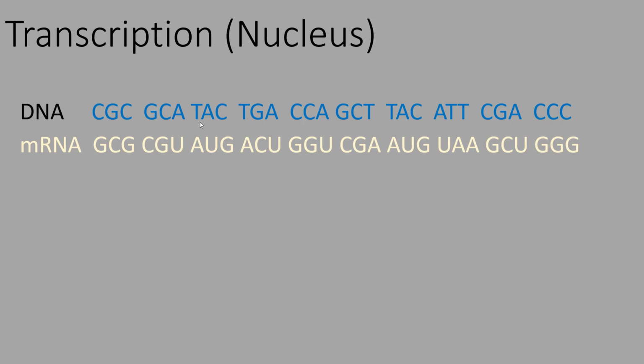Here is our messenger RNA. If there's a C on one side, there's a G on the other. If there's a G on one side, there's a C on the other. If there's a G on the DNA, there's a C on the RNA. If there's a T on the DNA, there's an A on the RNA. But if there's an A on the DNA, there's a U on the RNA. So now we have our triplets of DNA, and we have our codons of messenger RNA.